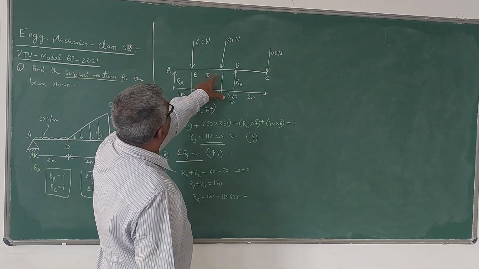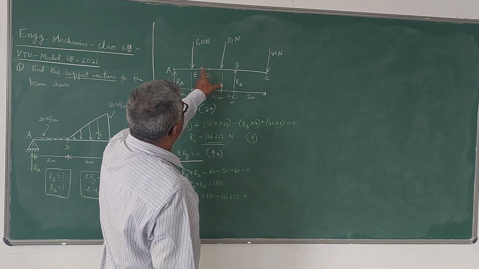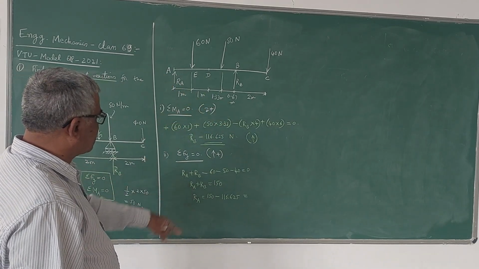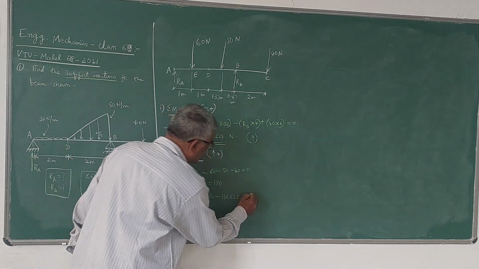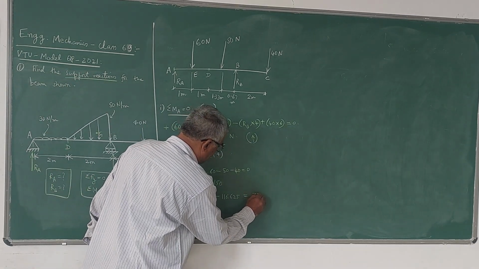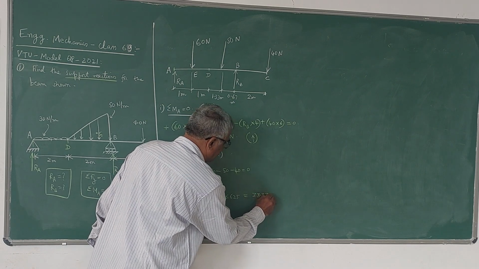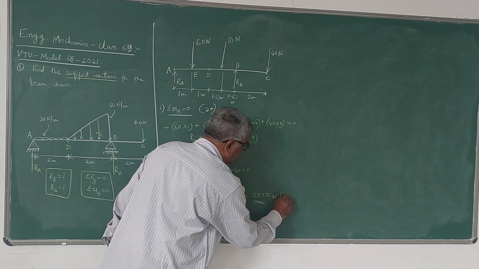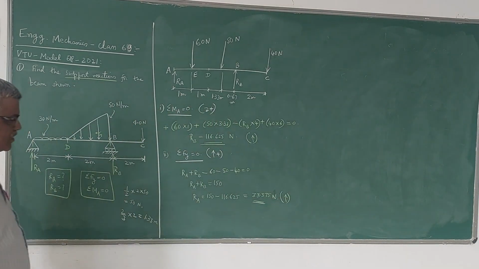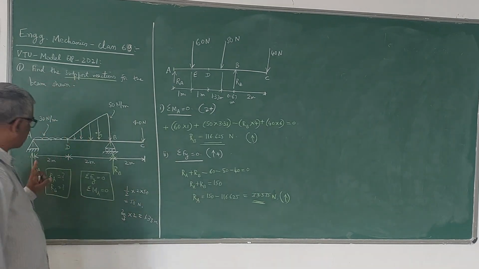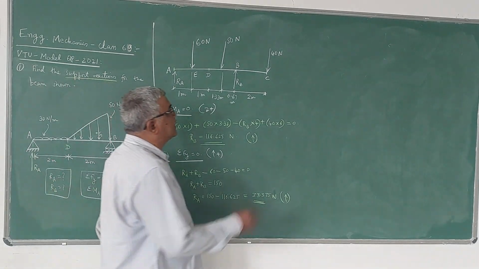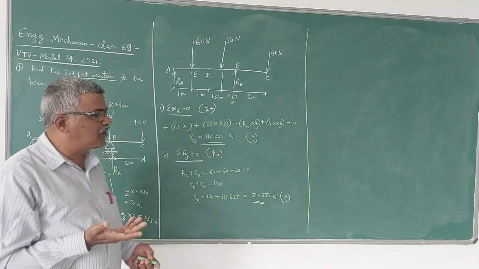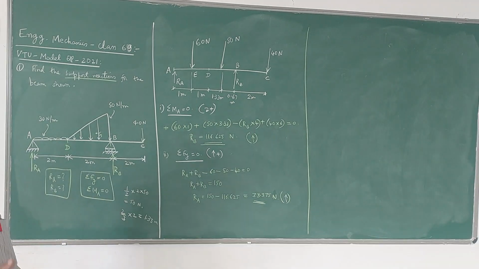60 plus 50 plus 40 totals 150. 150 minus 116.625 is 33.375 newtons. This is the answer. This is also upwards, because the positive value means the assumed direction of reaction is correct. So this is how we can find out the reactions. Here we use only two equations because there are only two unknowns. So this is one problem.